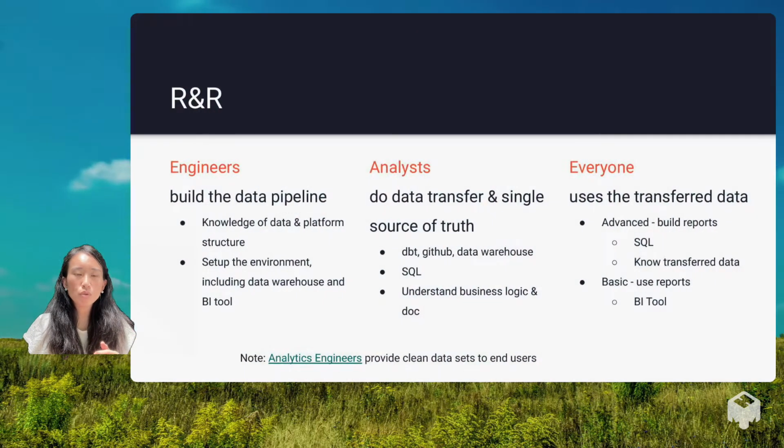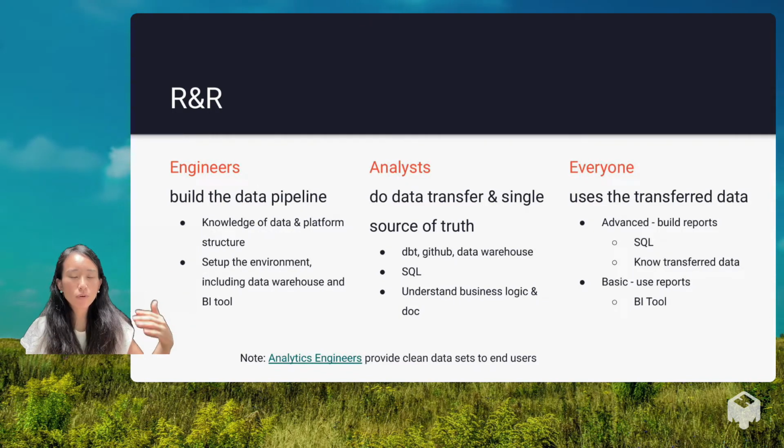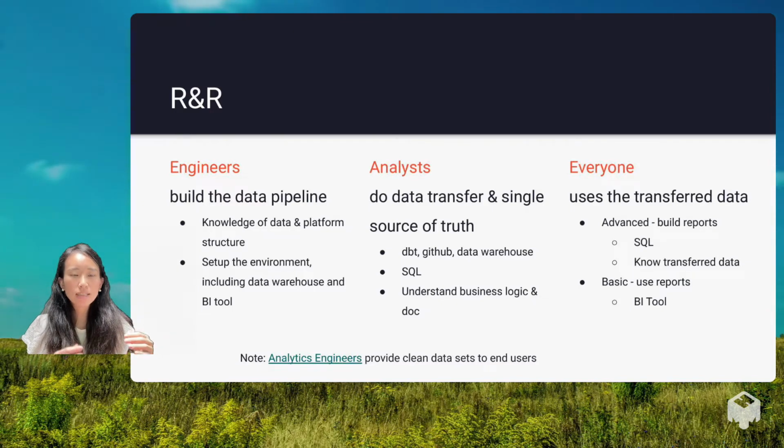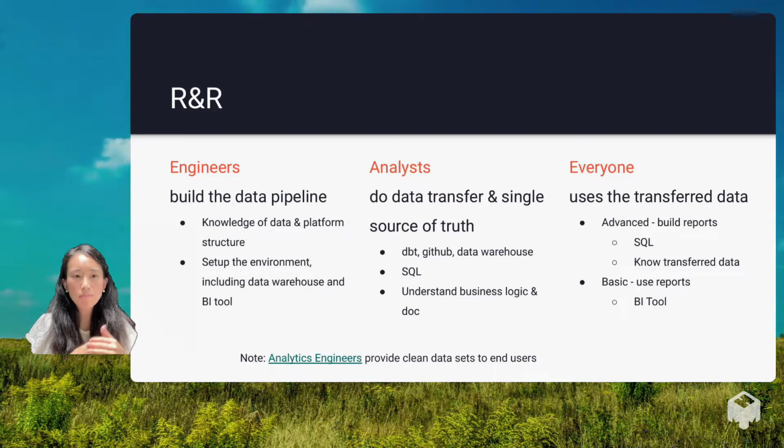And in this process, we will see three different roles. The first one is still the engineers. They understand all the data structure, they design the data structure, the relationships between all the different data, and they understand what the platform is or what the user log is, how we get this raw data. And they will set up this environment, including the data warehouse and BI tool. And the other role is analysts. Analysts will do the data transfer and make sure there's a single source of truth, to earn the trust of the data users, and make sure data users trust this data and are comfortable using what we provide.